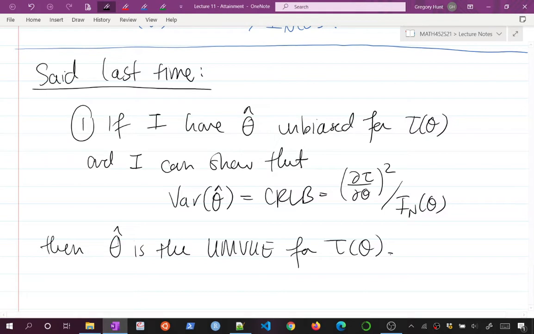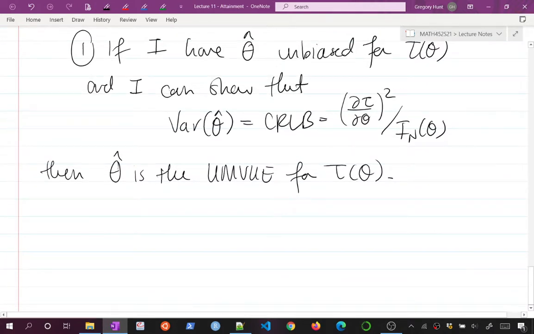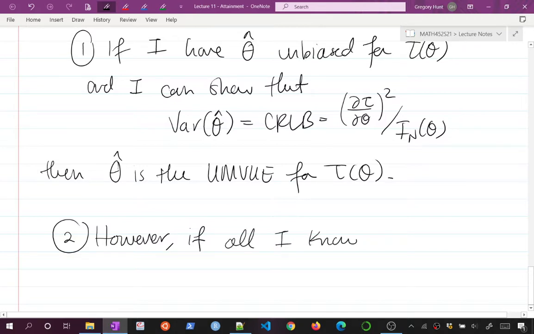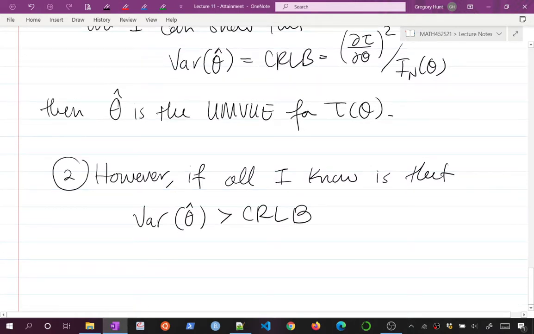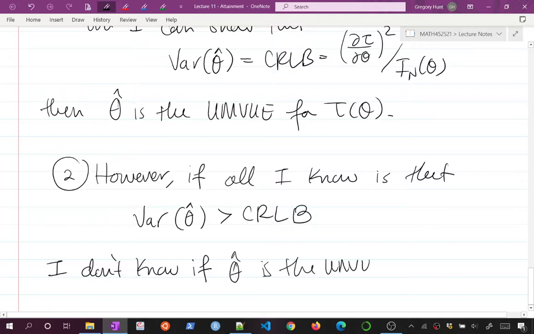Because the thought being is that if the variance of the thing achieves the bound, there cannot possibly be an estimator with a lower variance. We also made a second point, which is that, however, if all I can show, or all I know, is that the variance of my theta hat is somehow bigger than, but not equal to, the Cramér-Rao lower bound, I don't really know if theta hat is the UMVUE, right?